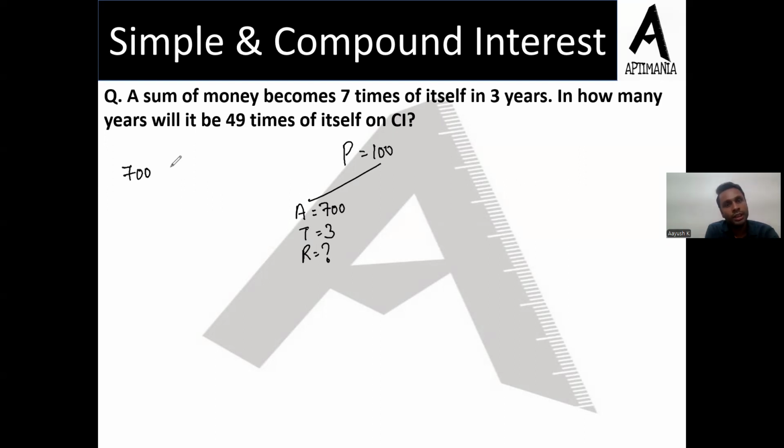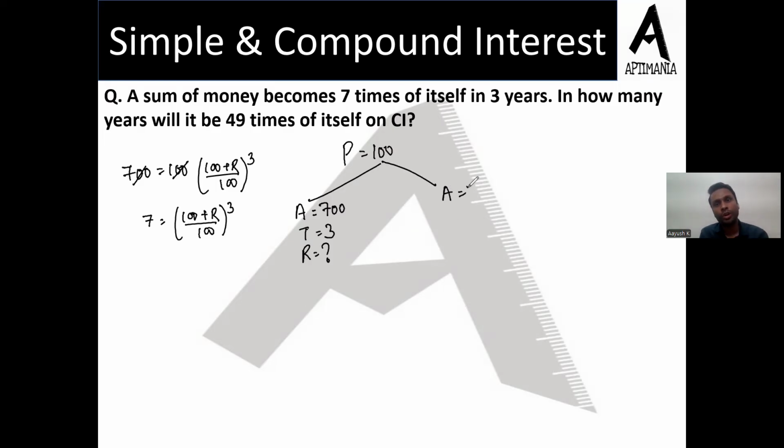अमाउंट इक्वल टू प्रिंसिपल (100 प्लस R अपॉन 100) पावर 3. ये 00 से मैं 00 कैंसिल करता हूं. मेरी 7 की वैल्यू आ गई: 7 equals (100 प्लस R अपॉन 100) की पावर 3. अब बच्चे क्या करते हैं, इसको फर्दर सॉल्व करने की कोशिश करते हैं. Better not to do that. Just leave it like this. सेकेंड केस पे चलते हैं. Amount is 4900 because 49 times of itself हो रहा है.